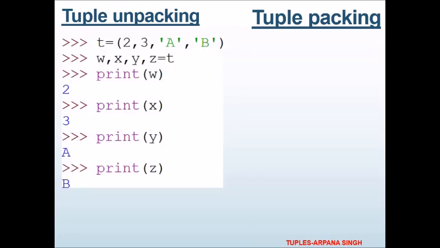Packing and unpacking. Tuples cannot be modified, but they can be packed and unpacked. Unpacking means opening the tuple, that is assigning each element of the tuple to a separate variable. This can be done like this. So if this t is a tuple with elements 2, 3, a, b, you can unpack the values of t, and you have to learn the syntax. On the left hand side write the list of variables like w, x, y, z, and on the right hand side you will have the tuple variable. Now in this case, first variable will get the first value of the tuple, the second variable will get the second value, third variable the third value, fourth variable the fourth value.